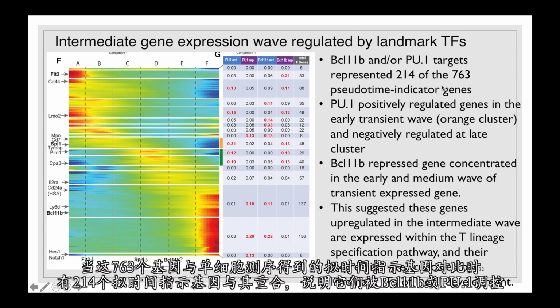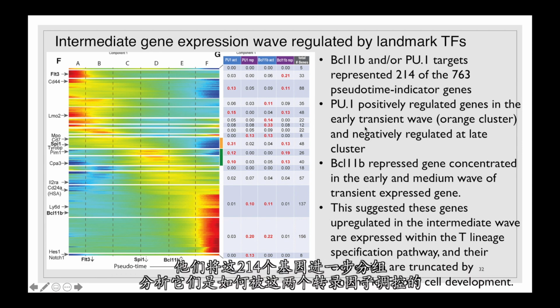When they map these 700 genes into their single cell sequencing data, they find 214 genes are pseudotime indicator genes within these 700 genes. That means a lot of genes are under regulation of these two transcription factors. So they try to digest these genes into several clusters and see how their expression patterns are correlated with these two transcription factors.